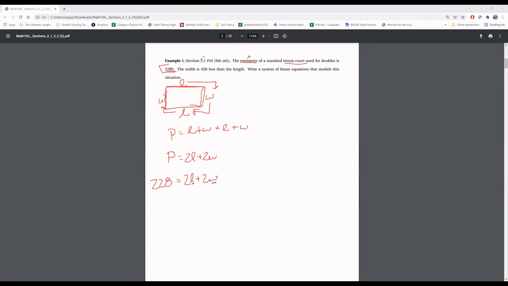Good news, we were given more information. What information? We were given the width is 42 feet less than the length. So that tells me my width is 42 feet less than the length. So I take my length and I subtract 42. This gives me my system. I now have two equations modeling this situation. I have the perimeter equation, 228 is 2L plus 2W, and then I have here that the width is the length minus 42. So actually, I could solve for both the length and the width now.